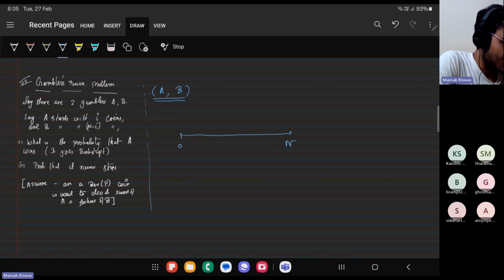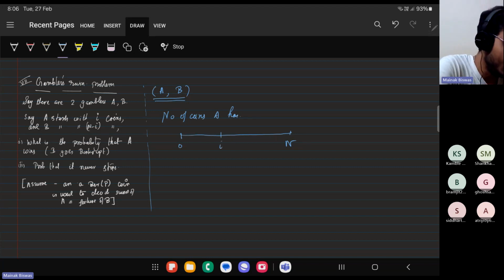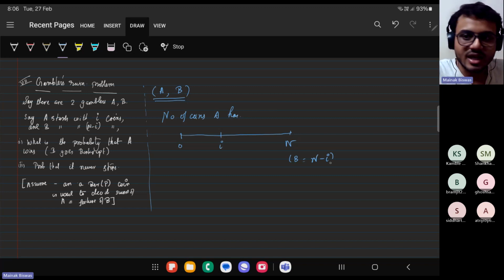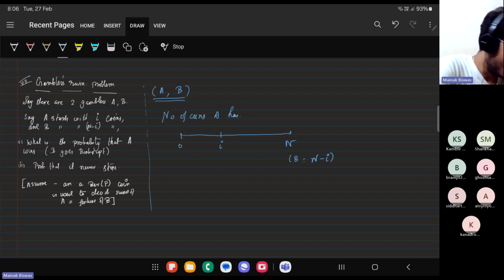Say A starts with I coins in the beginning. So B has n minus I coins. What is the probability that A wins is what you're told to find. Given that it starts from some particular starting point I, what is the probability that it wins?